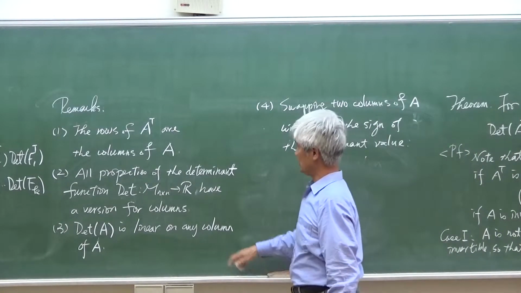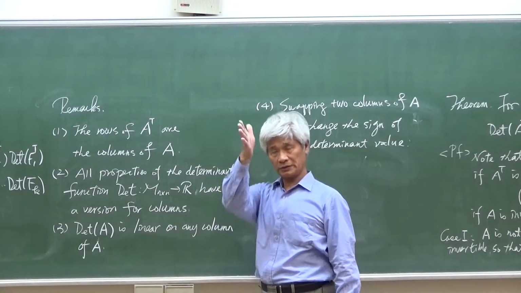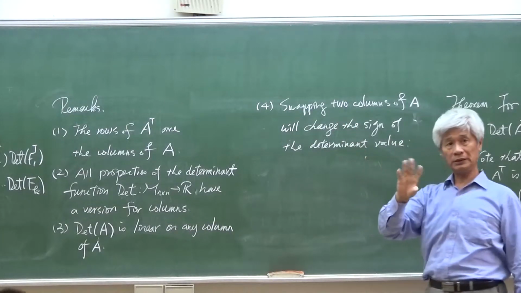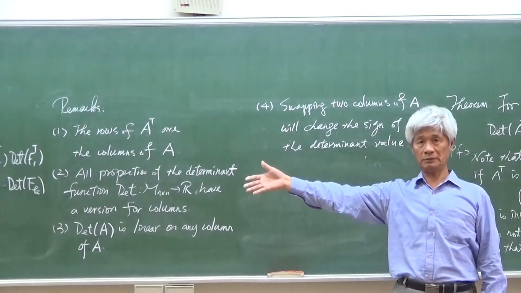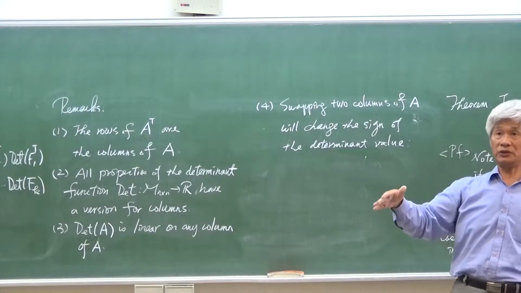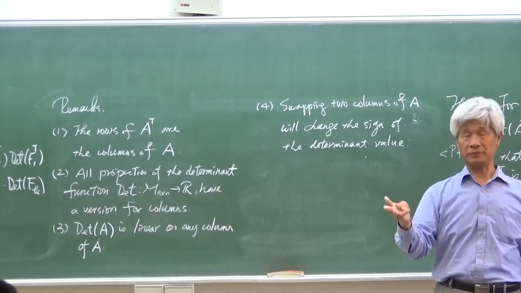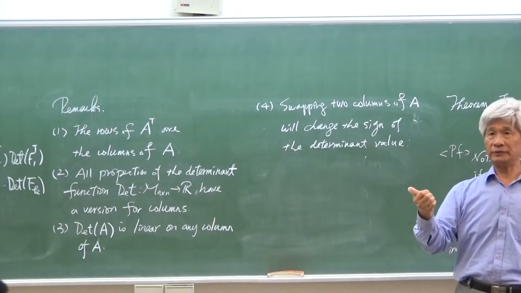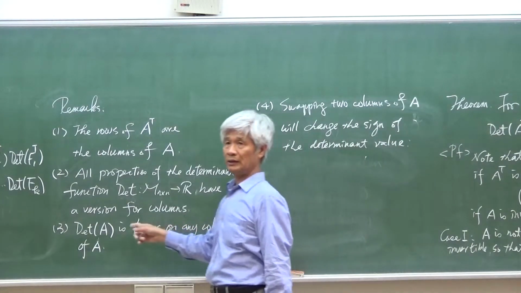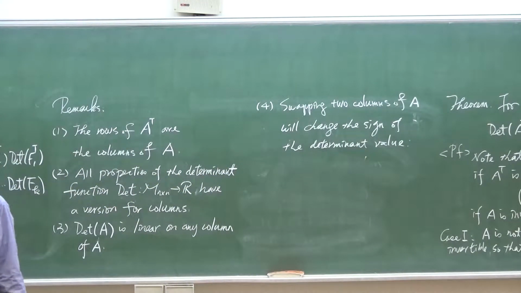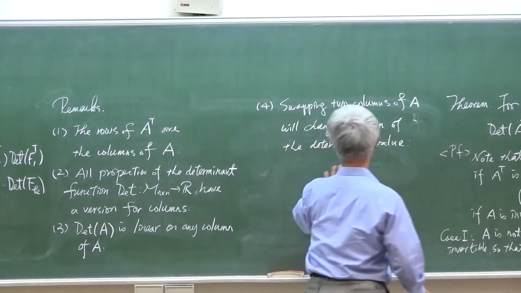Because once you have linearity on the first column, you have a swapping property for any two columns. Then you have everything for columns. We developed the properties of the determinant function on rows by assuming three axioms. The first axiom is that the determinant of the identity matrix is 1. The second is that the determinant function is linear on the first row. The third axiom is that the determinant function will change sign when we change two rows. Right? So then we have everything.